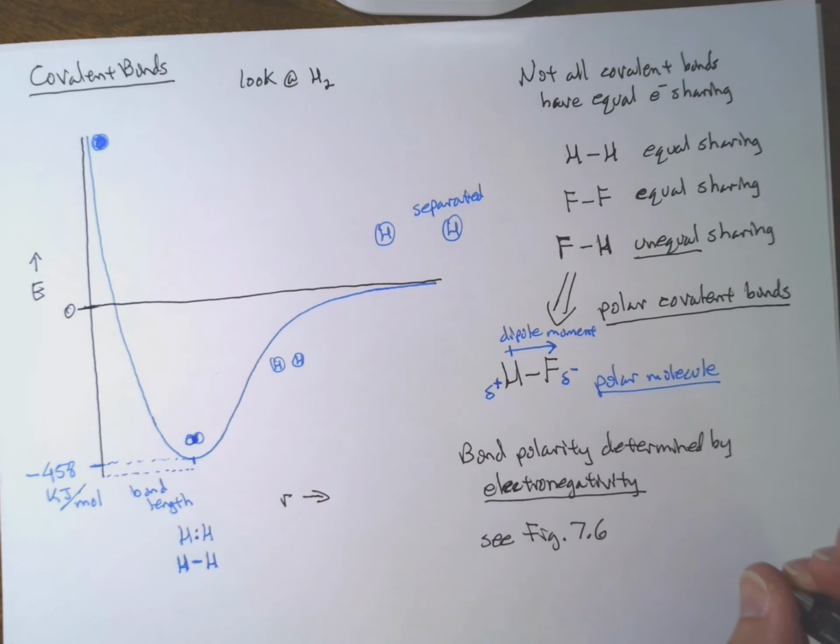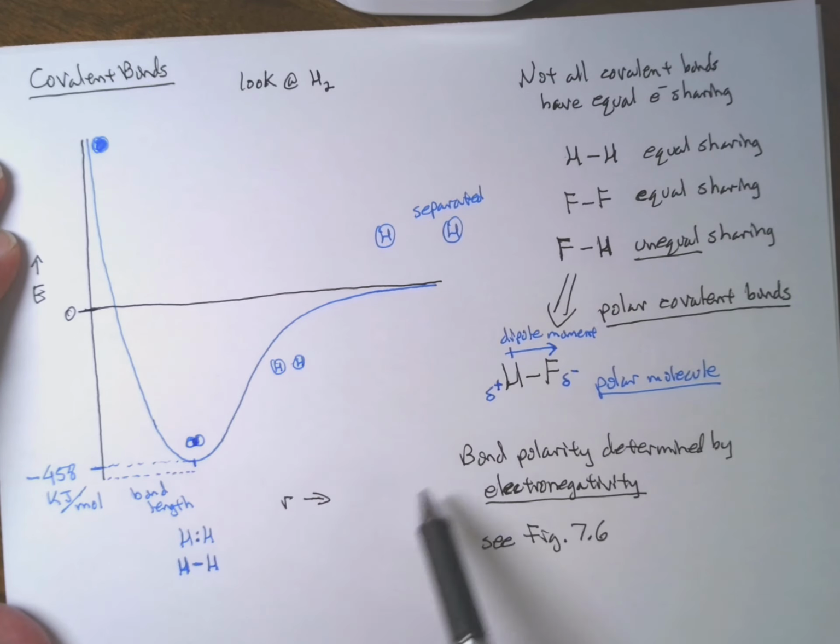So these numbers are quantified. They were quantified by Linus Pauling, a famous chemist. Won 2 Nobel Prizes, one for chemistry and also a Nobel Peace Prize for his anti-nuclear weapon advocacy. But anyway, we'll talk more about this polarity later, but I wanted to introduce you to one of the aspects of covalent bonds, and that is the electrons are not necessarily equally shared.